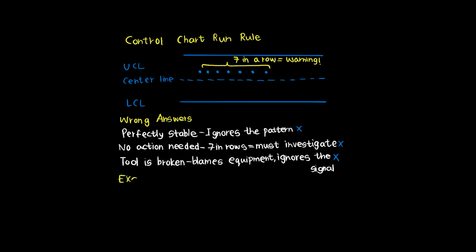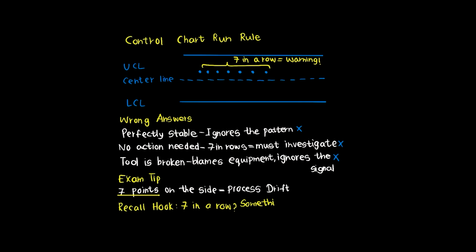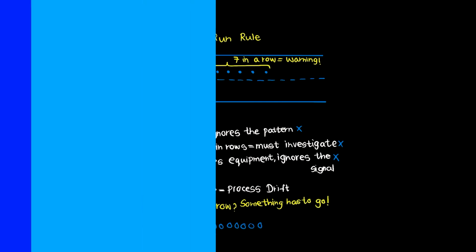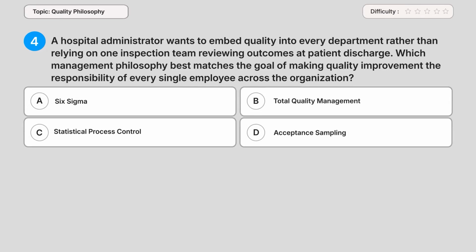Here's a WGU C215 OA exam tip for you. When a question mentions 7 consecutive points on one side of the center line, even within control limits, the answer is process drift. Quick recall hook: 7 in a row means something has to go. Investigate.